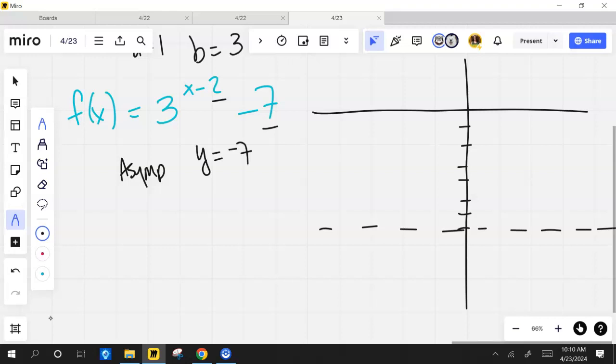Step 2. Plot the point (h, a plus k). What does that point look like? What's h? +2. And now a plus k. -6. Don't forget to add that a to it. So I've got (2, -6). Everybody okay with that? Yes.